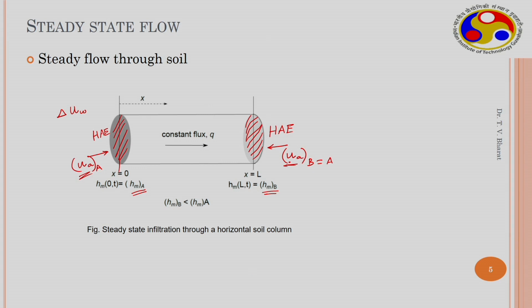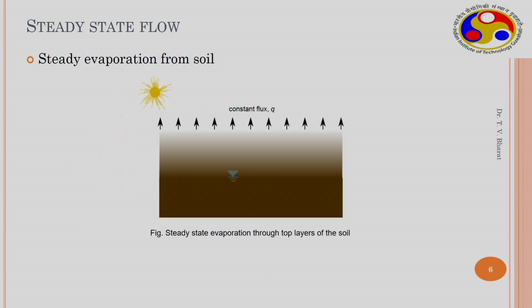But this happens naturally in many soils. So for example, a steady state evaporation from soil. A soil mass in the field where the groundwater table is located somewhere here. So this is the groundwater table location, and this is the ground surface. Now because the groundwater table is located here, it's an infinite source. So this lateral extension is also infinity. The lateral extension of the soil is also infinity. Now the water table is located at this particular level.